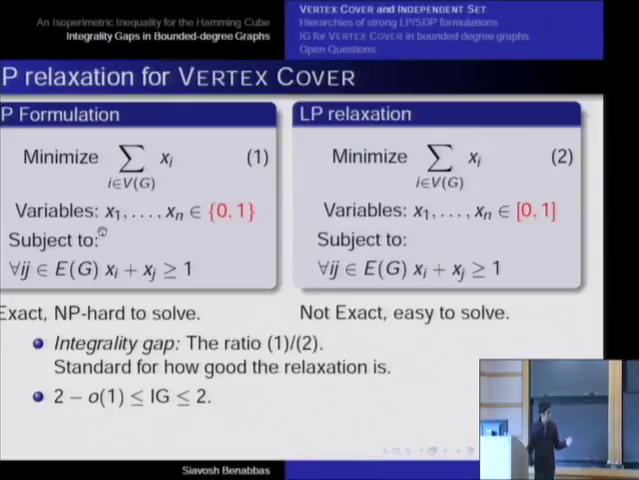Sadly, it's not very hard to see that the integrality gap can actually be as bad as 2 here. In fact, for the right-hand side, xi equals half is always a solution, no matter what your graph is. So your objective function is never more than n over 2.